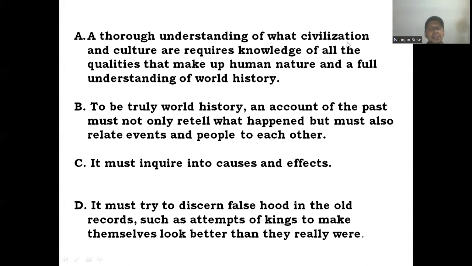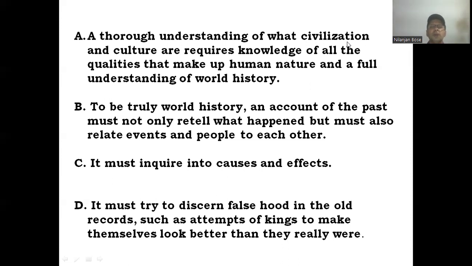So B, C, D, all the three sentences are connected to each other, and these three sentences are talking about what actually truly world history is. Now, comparing the rest of the sentences, I think only A sentence is left over there, and this sentence is not talking about world history. It's talking about the thorough understanding of what civilization and culture requires: knowledge of all the qualities that make up human nature and a full understanding of world history.